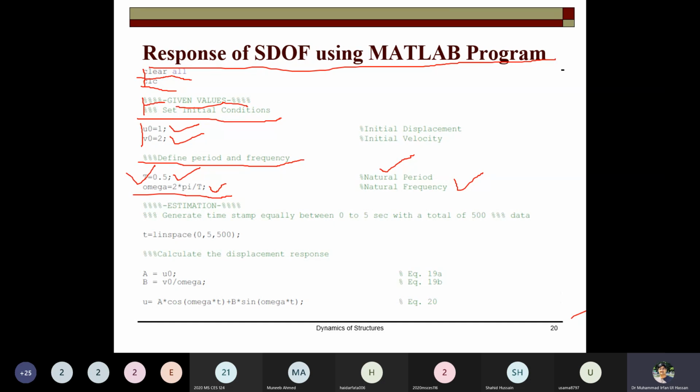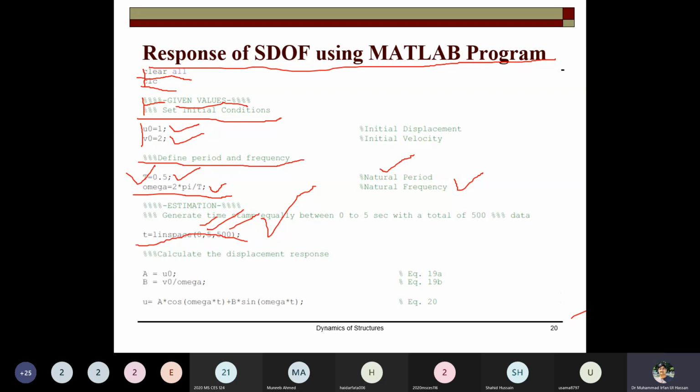So you can select, say, the total time of the vibration as 5 seconds. So t = linspace, this command is given for generating a linear vector. The time vector is the linear space vector, which starts at 0 seconds and ends at 5 seconds, and you have set 500 values, so you can generate the vector of 500 values. So t is equal to linspace(0, 5, 500). In this way you can generate the time vector.